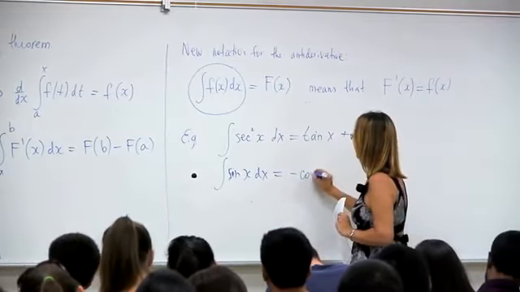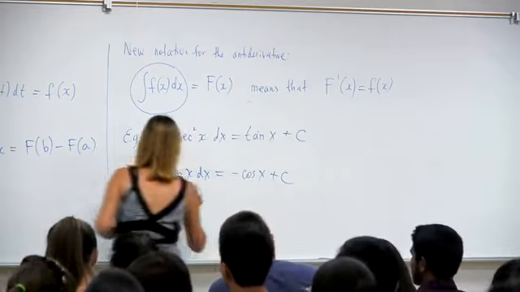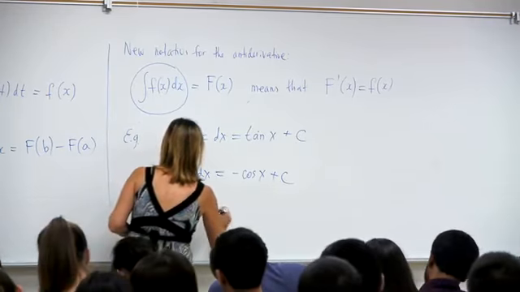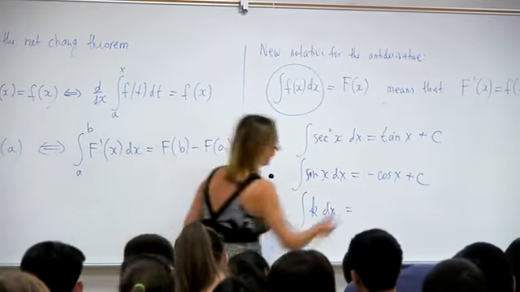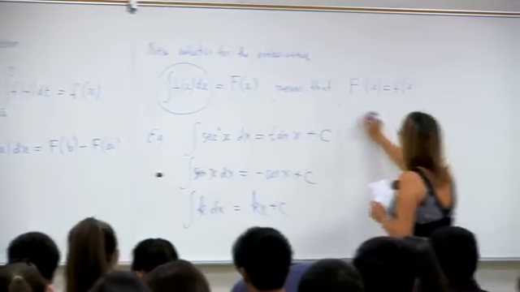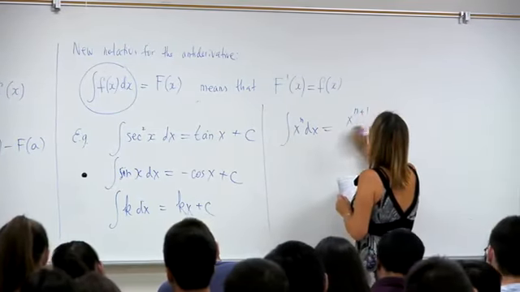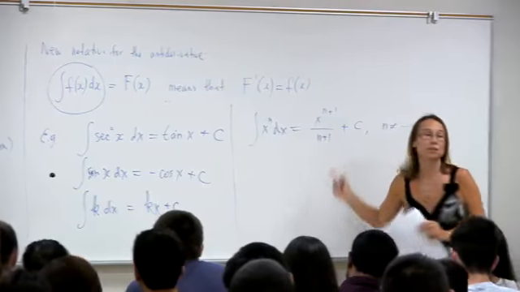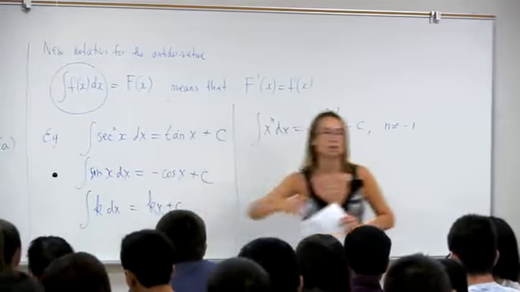Negative cosine plus c. Okay. Another one, say k. k is a constant. What's the antiderivative? kx, very good. Plus c, right? I don't know, x to the n. We could rewrite the whole table like this, right? x to the n plus 1 over n plus 1. This is our old table of antiderivatives that we started this course with. This was the first thing that we reviewed, right? But now we can write it in this notation.